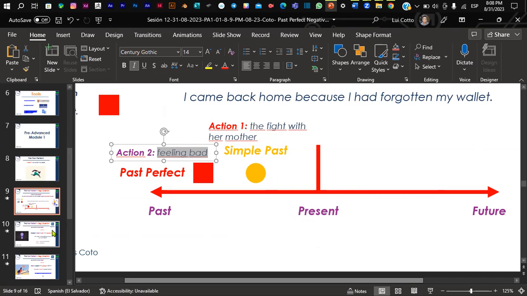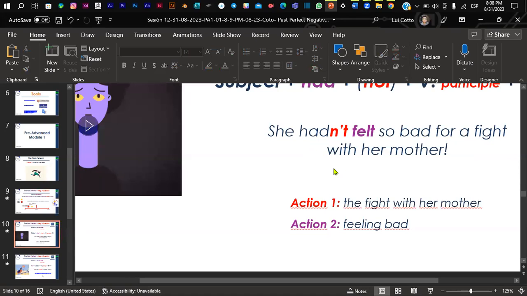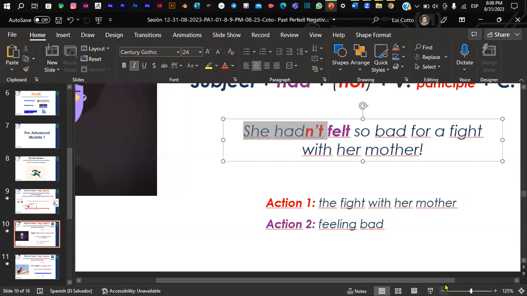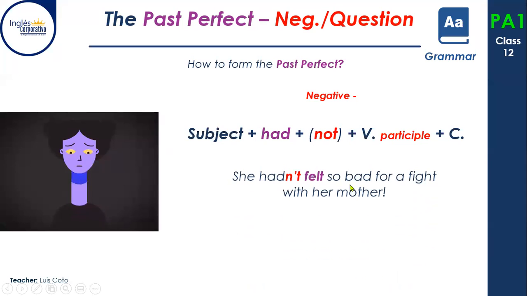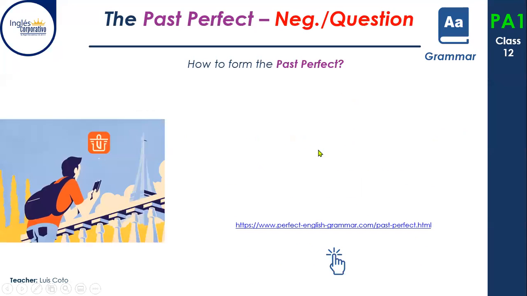And after those sentences, you realize, I hadn't felt so bad for a fight with my mother, you said. And that is representing the past perfect in the negative part. Okay, let's see. Those are the two things that we need to take in account, the auxiliary and the word not.